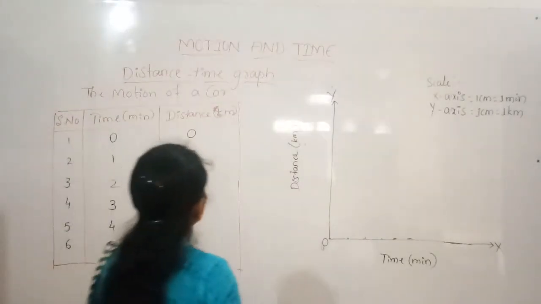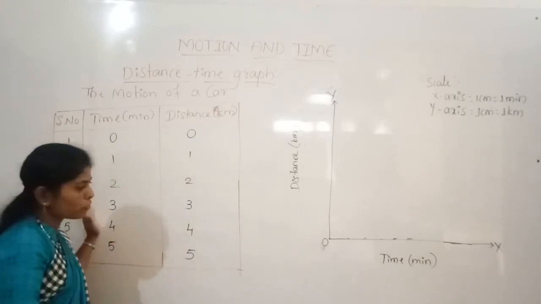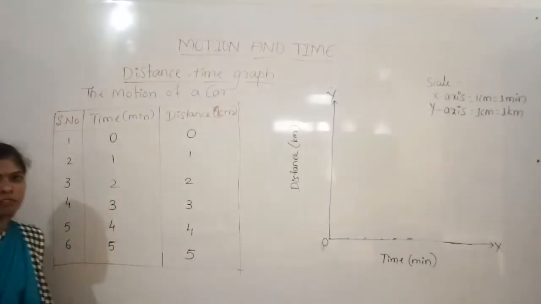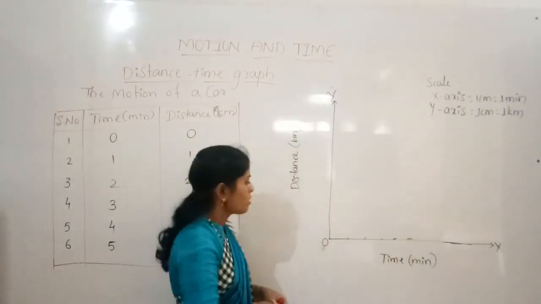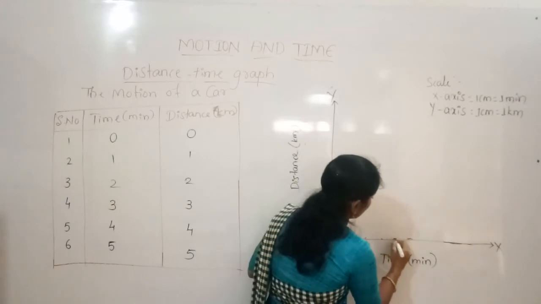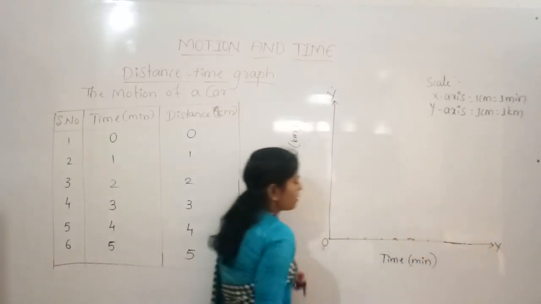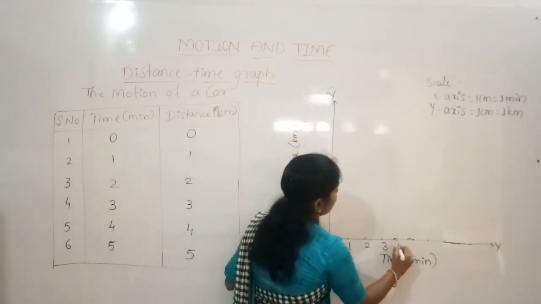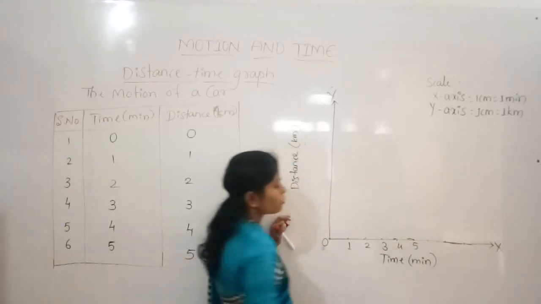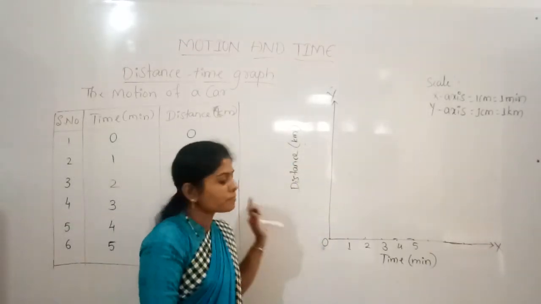And now see, 1, 2, 3, 4, 5. Here also 1, 2, 3, 4, 5. Time is given and distance is also given, and according to the scale we can write now. Like this the divisions will be there. Only 5 readings are given in your textbook, so now we can write 5.